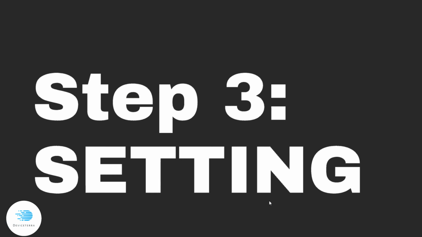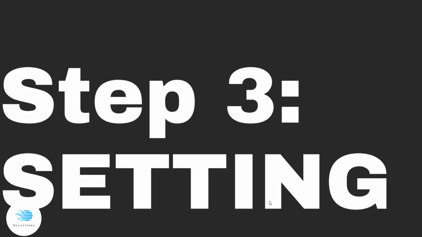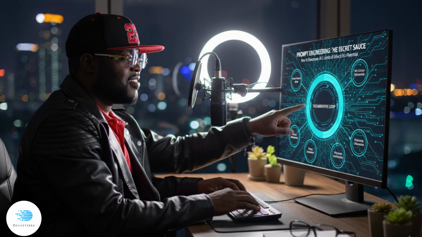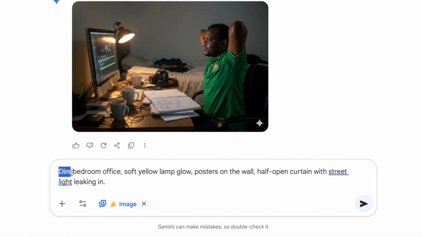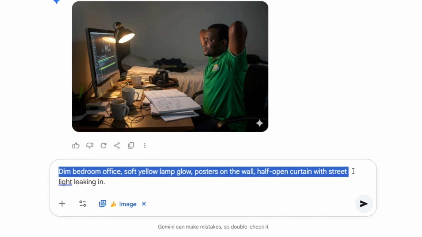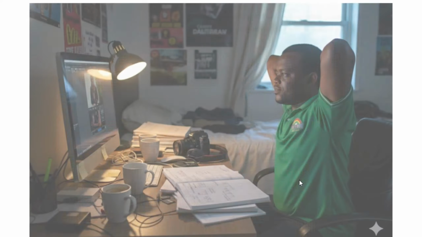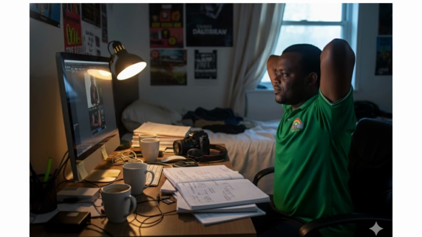Step 3. Setting. Building your world. Now, let's place the story somewhere real. Forget the trending neon light cities, the beautiful studios, the trending sofas. Use the space you actually know. Your bedroom studio, the cafe where you brainstorm, your own city's glow. Here's my prompt. Dimmed bedroom office, soft yellow lamp glow, posters on the wall, half open curtain with street light leaking in. That's not fantasy. That's familiar. That's exactly where I'm sitting, shooting and editing the videos you are watching right now. And that's exactly what makes it personal.